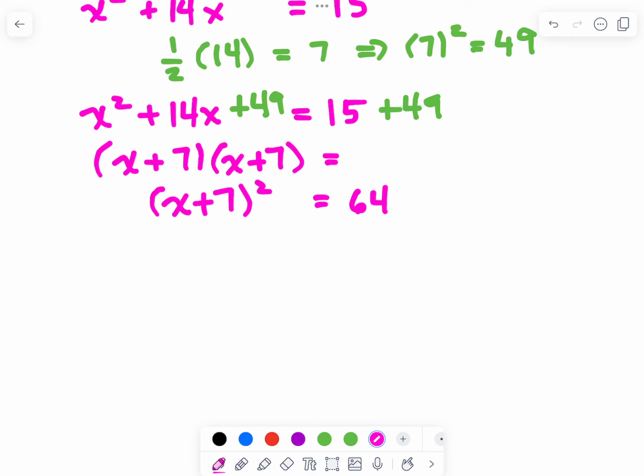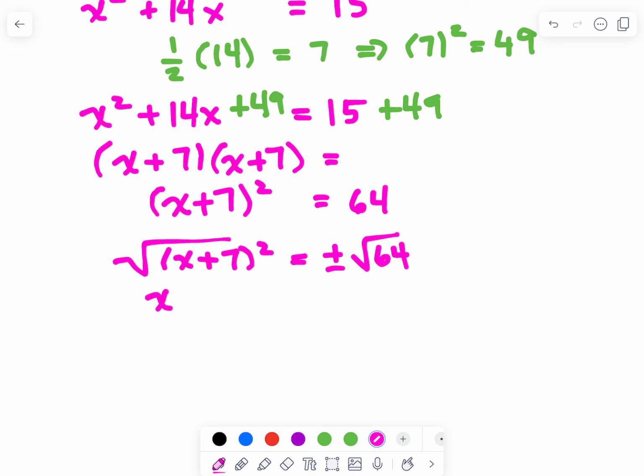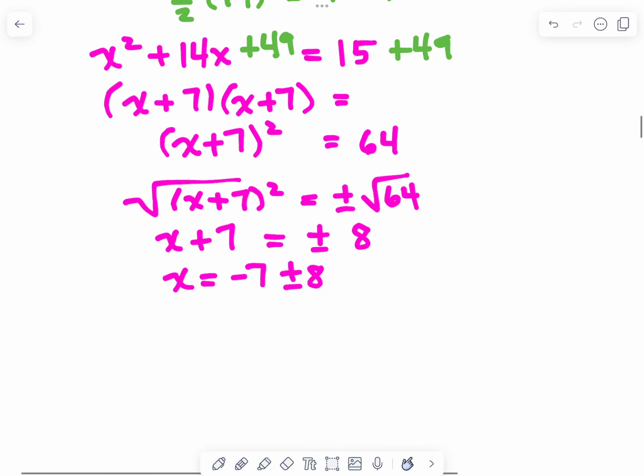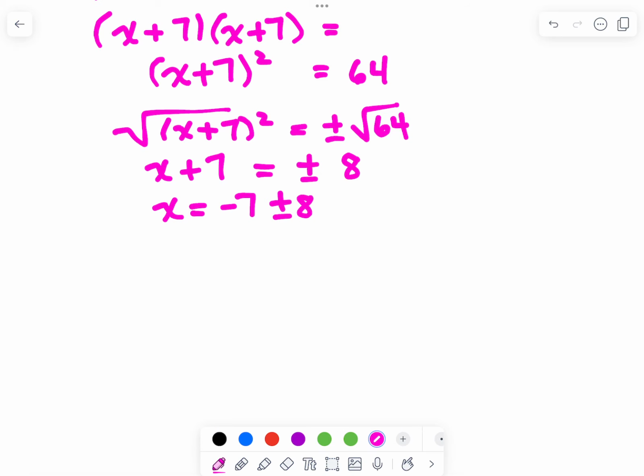So we're going to square root x plus 7 all squared, and then square root 64. And then we simplify, and we get x plus 7 on the left, and then plus or minus 8 on the right. Then we're going to move that 7 to the right, so we subtract 7 from both sides. And now we have two answers. The first answer is when we add 8. And the second answer is when we subtract 8.